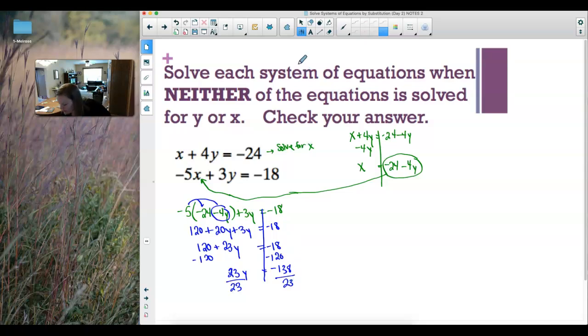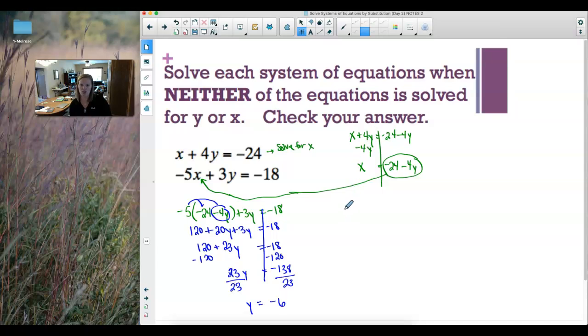Okay, and so I'm going to use my calculator to help me there. 138 divided by 23 ends up being 6, but don't forget the negative sign. So we have y equals negative 6. Okay, we have one more step to go because we don't know what x is yet.